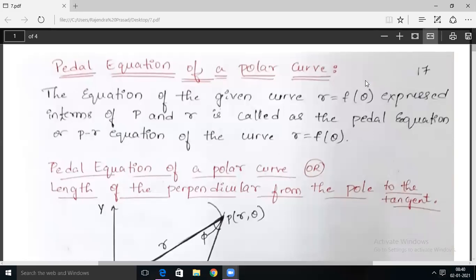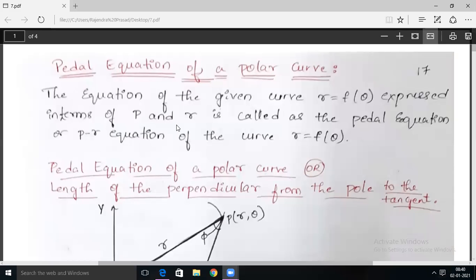Pedal equation of a polar curve. So already we know that a polar curve is of the form r is equal to f of theta. The equation of the given curve r is equal to f of theta expressed in terms of p and r.